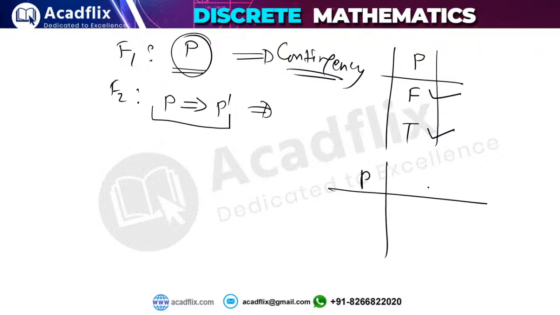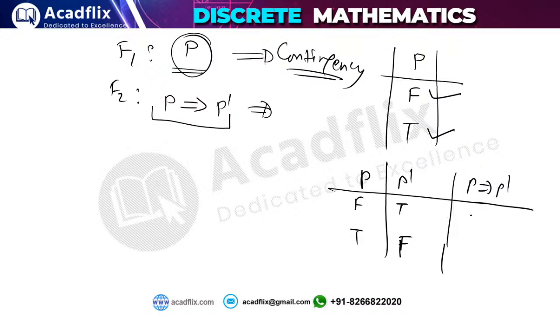Let's draw the truth table for P implies P bar. What is P? P is again the same thing, either false or true. What is P bar? P bar will be true, false. So what will be P implies P bar?